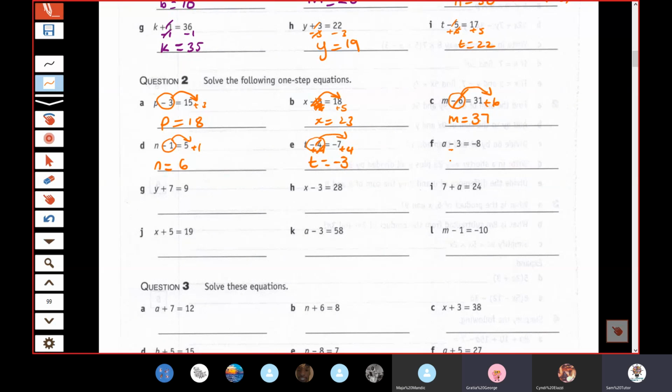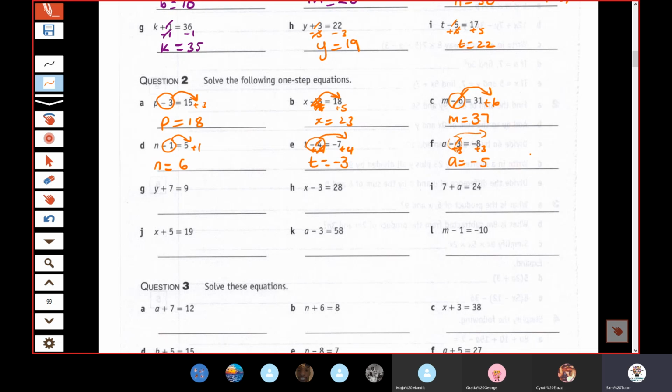All right. F, A minus 3 equals negative 8. How do I get rid of it? Because you're trying to solve for A, you only want A. So how do I get rid of the minus 3? Plus it. We're going to plus it, but you can't just do it to one side. You've got to balance it here. What's minus 8 plus 3? Be careful. Would it be minus 11? No.